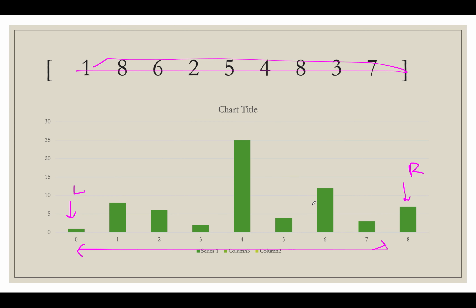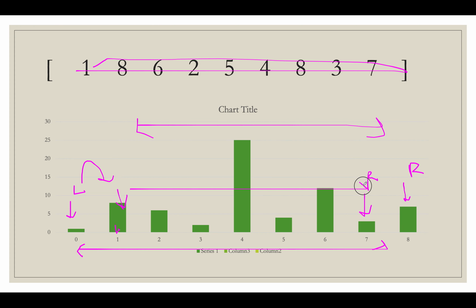And since the right height is greater than the left height, you increment the right pointer till the time it doesn't become equal to the right height. In this case, you again calculate the area. So this is the second contender, and this time the left height is greater than the right height. So what you'll do, you'll move the right pointer here, and you'll again calculate this area.